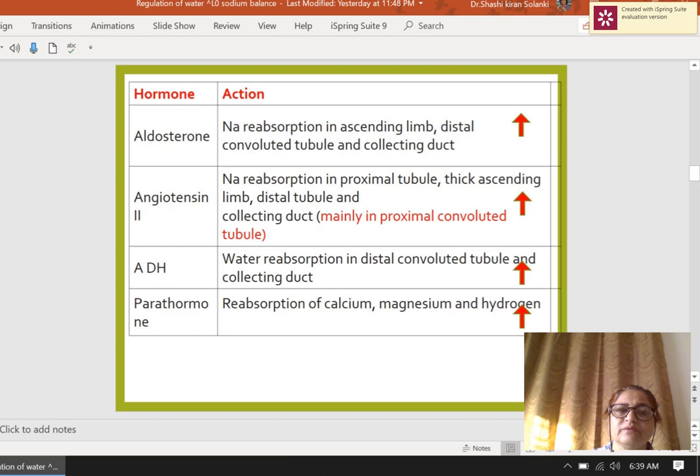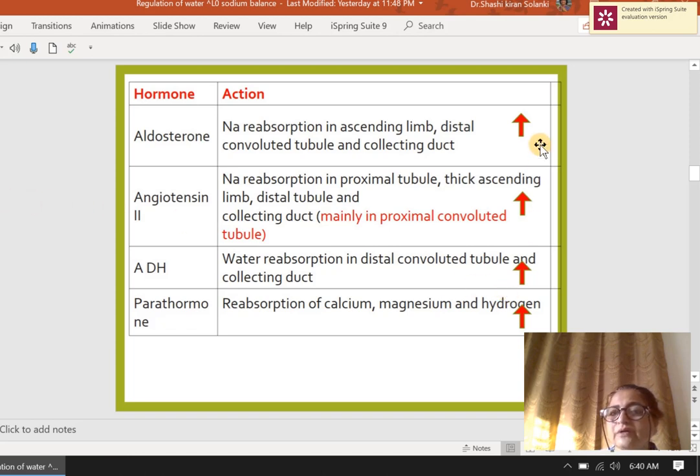Another factor is hormones: aldosterone, angiotensin II, ADH, and parathormone. These are the hormones which increase the rate of reabsorption. Aldosterone is responsible for sodium, and angiotensin also for sodium in the ascending limb and distal tubules. ADH plays an important role in the reabsorption of water molecules. Because the filter membranes don't allow water molecules to enter, the antidiuretic hormone helps them to enter back through the membrane. Parathormone is responsible for the reabsorption of calcium, magnesium, and hydrogen.